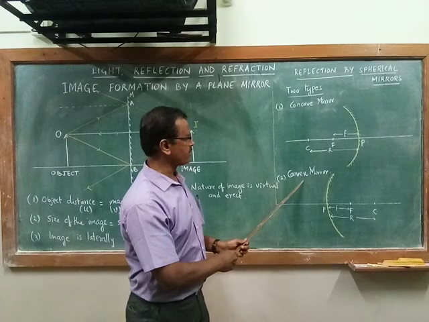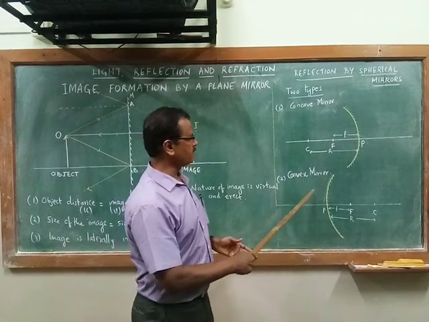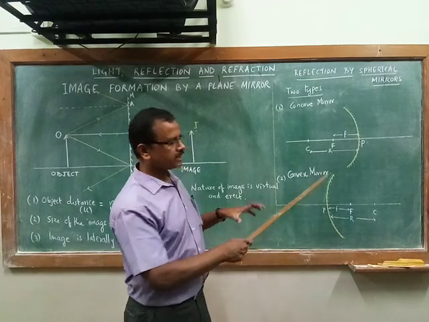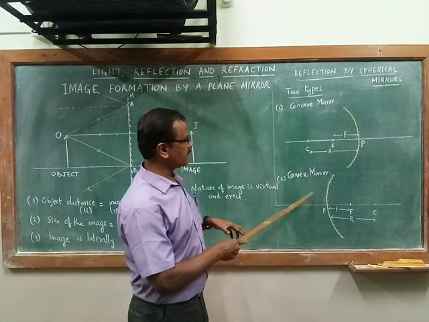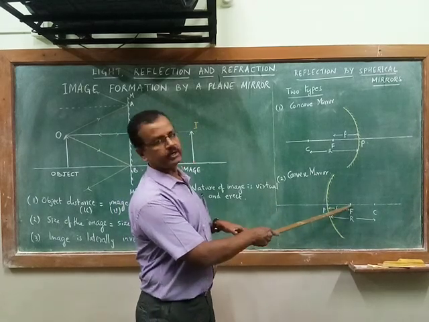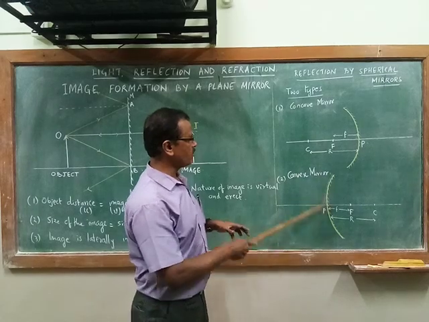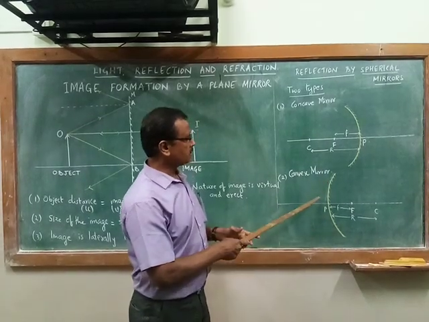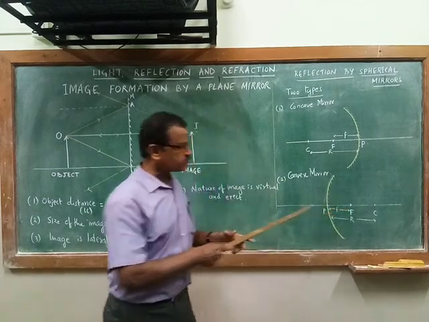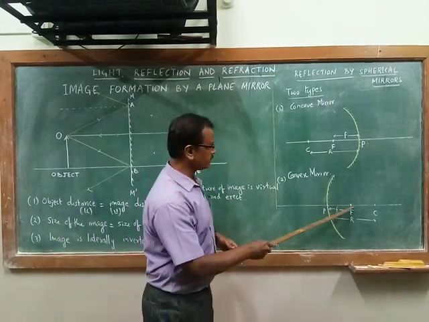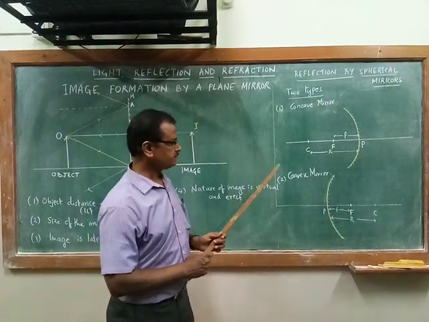In case of a convex mirror, when a parallel beam of light falls here, the parallel beam of light after reflection gets diverged. So the diverged beam of light appears to have come from a point. Whenever there is a parallel beam of light incident on a convex mirror, the beam appears to have emerged from that point. That point is called the principal focus.